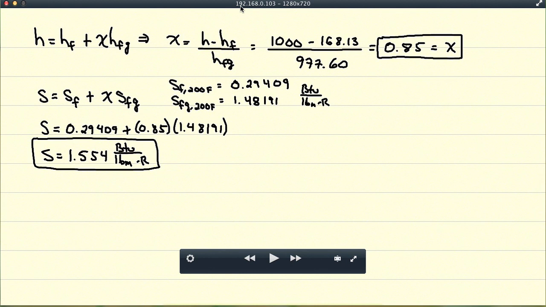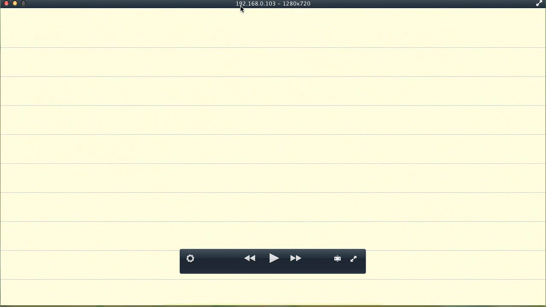Okay, so with that said, now we can move on to our third and final example, which is going to involve doing an important approximation that we'll often use in determining properties, and it's what we call the saturated liquid approximation. Okay, so this third example is going to explore what we call the saturated liquid approximation.